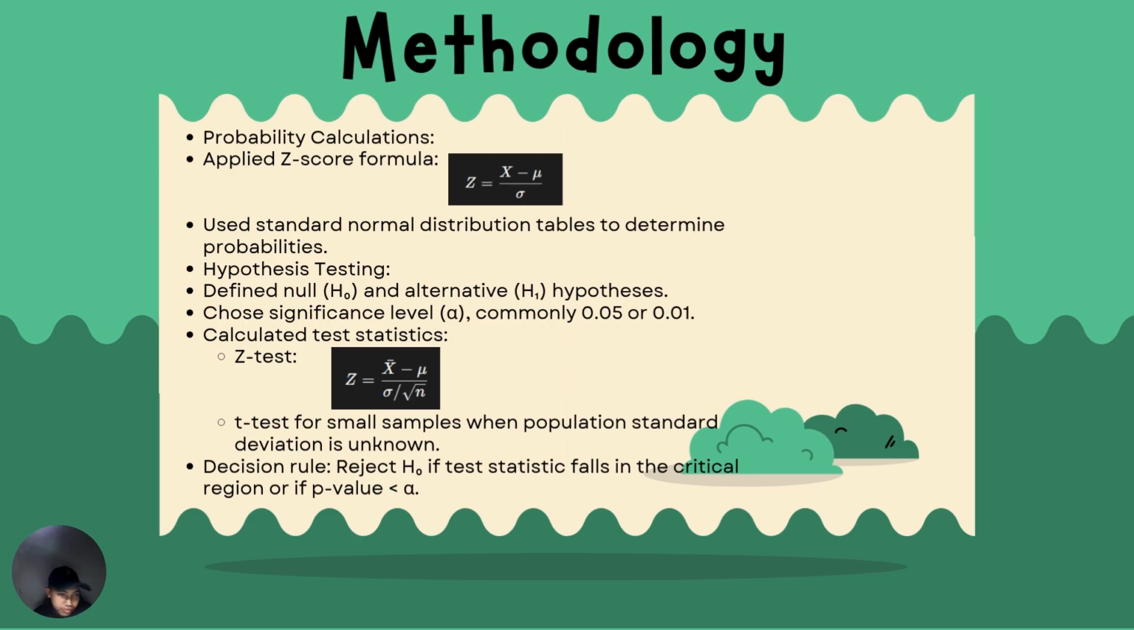Fifth, calculate the test statistic. Z test equals x bar minus mu divided by sigma divided by square root n. T test for small samples when the population standard deviation is unknown. Lastly, decision rule. Reject H naught if the test statistic falls in the critical region or if the p value is smaller than alpha.